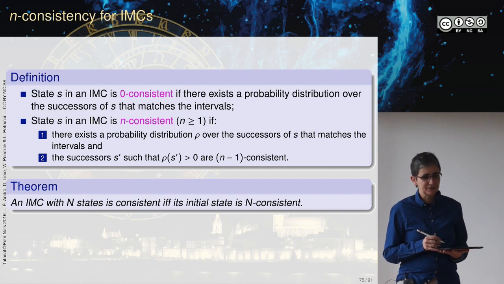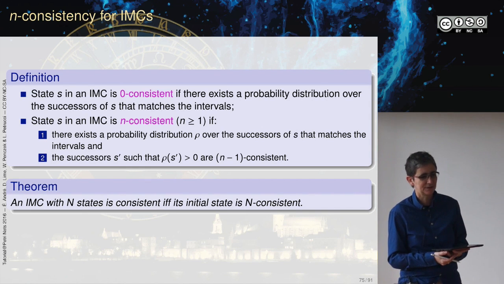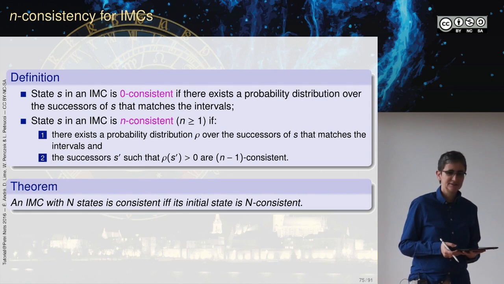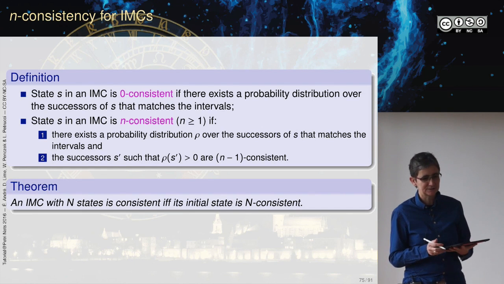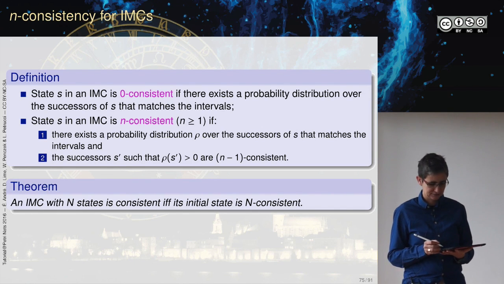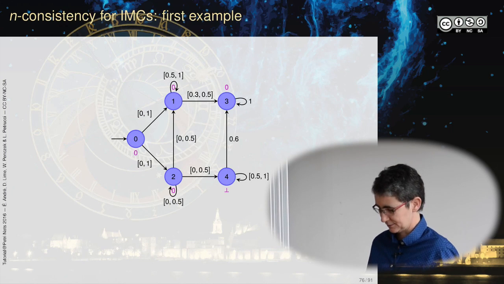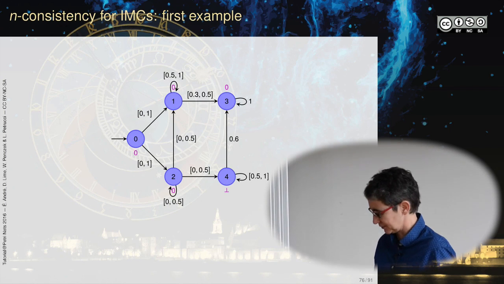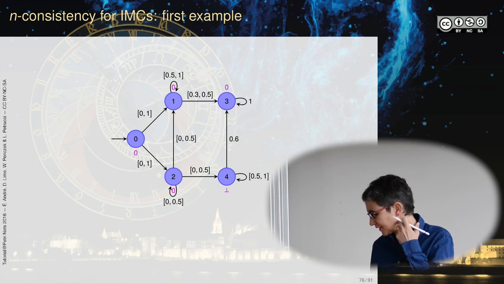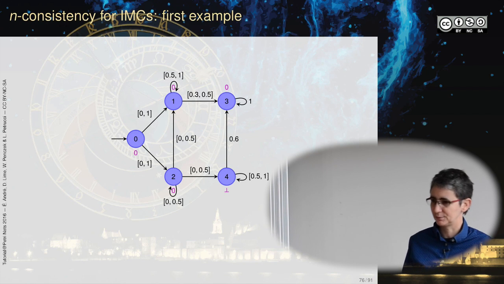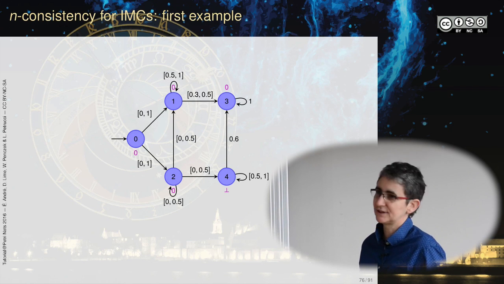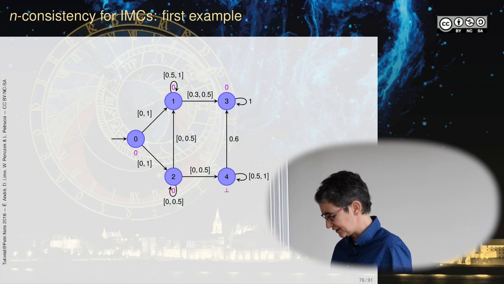And there's a theorem saying that an IMC with n states is consistent if and only if its initial state is n-consistent. So there is an implementation and so on. So let's take a first example. Here we have the same example as we had at the beginning.